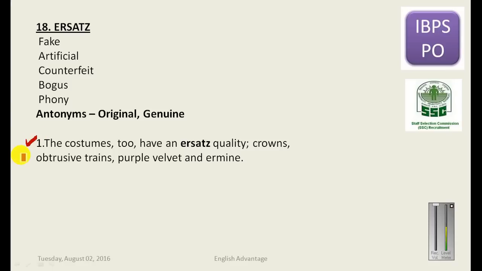Just go through the example sentence. The costumes to heaven is Irsaz quality: crowns, obtrusive trains, purple velvet and ermine. Obtrusive means very prominent. Obtrusive, very prominent, very conspicuous.